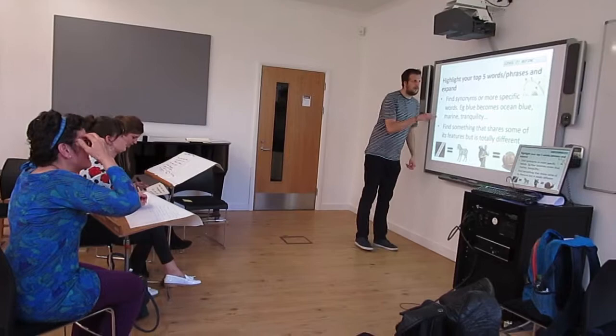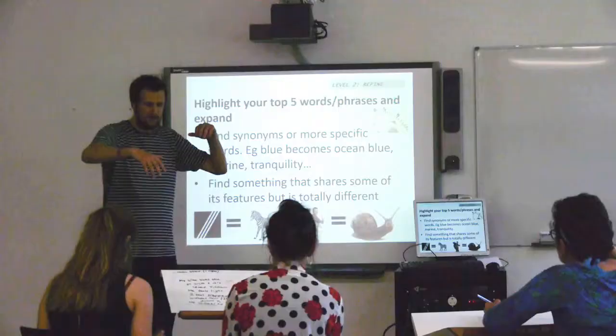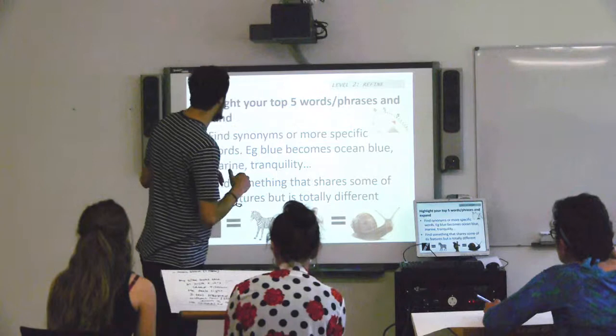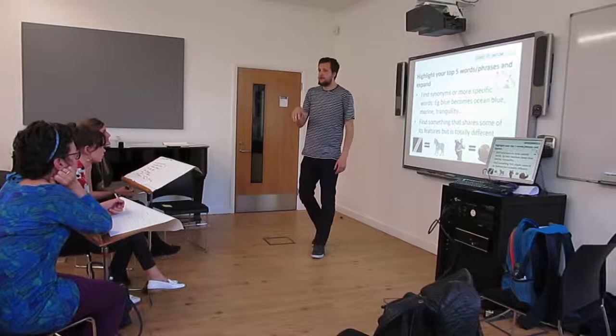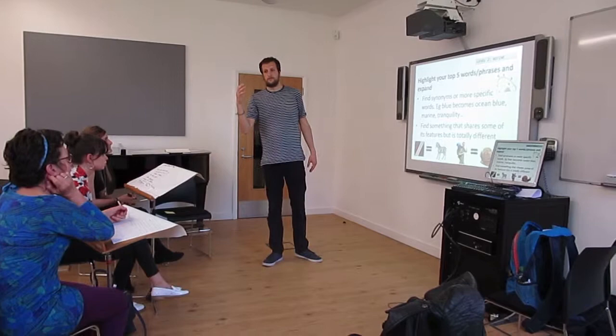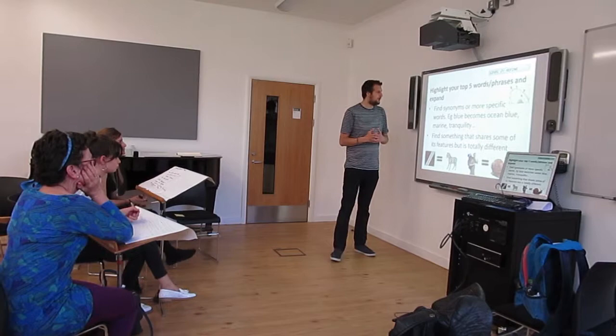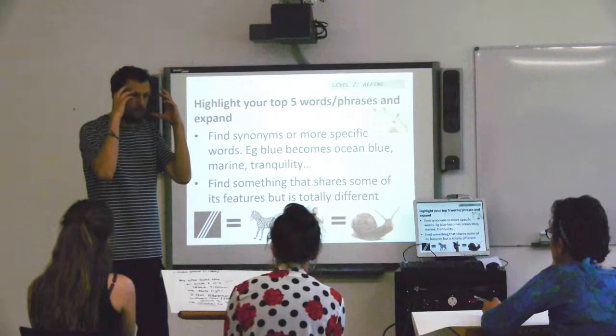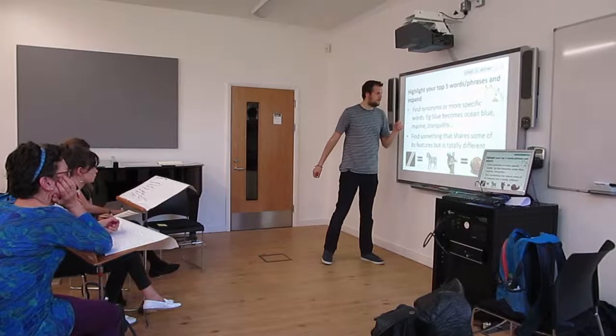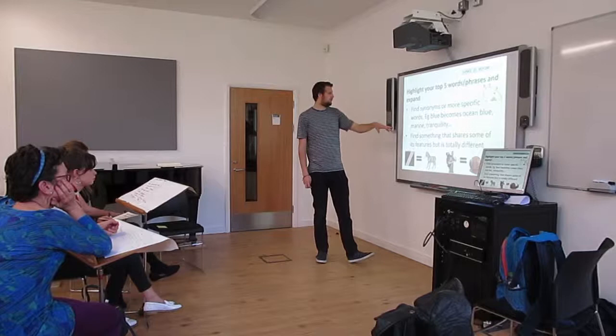Level one was just writing everything that comes to mind. Level two is we're refining. If I were to ask you to explain that object to someone else without using the words that you just highlighted, how would you do it? One way to do it is to use synonyms, words that have the same meaning, or words that are more specific and that can help us have a more precise picture of that object. For instance, if you say, my bag is blue, well, you could think about what kind of blue it is. Is it ocean blue, marine blue, and what kind of feeling does it take you to.